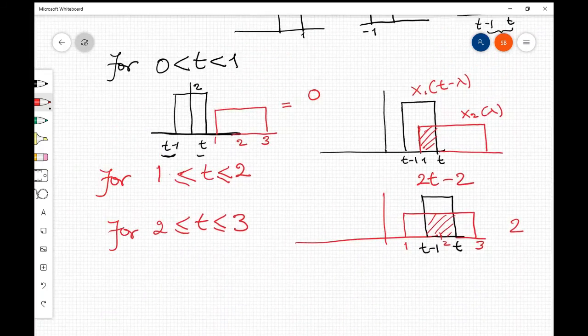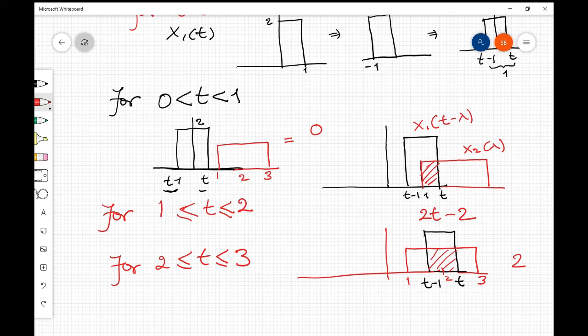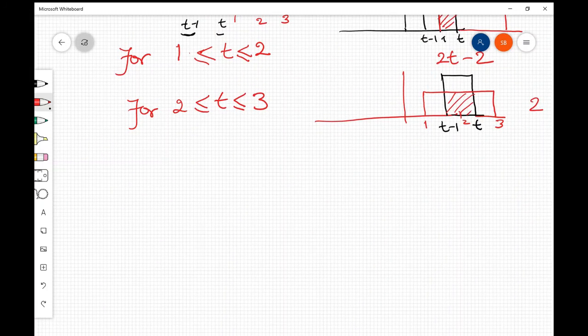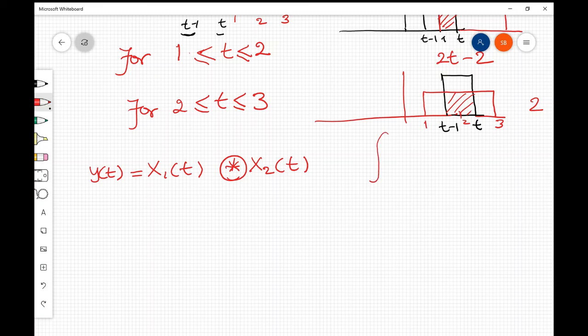So this is just to let you know what convolution really is. We have a function x1 at t and a function x2 at t. If the convolution of these two gives you y at t, what convolution does, according to x1 at lambda and x2 at t minus lambda, is it will reverse it in the time domain, and then it will just slide it through the time.